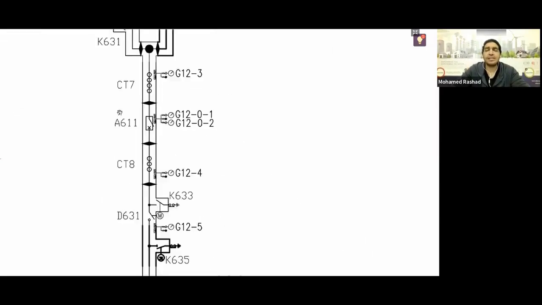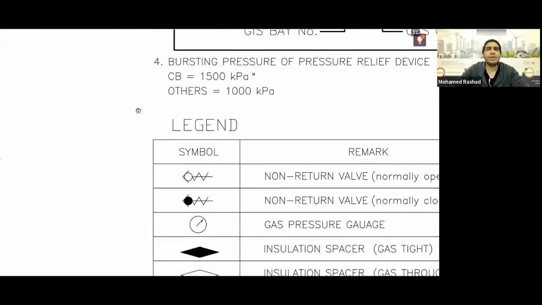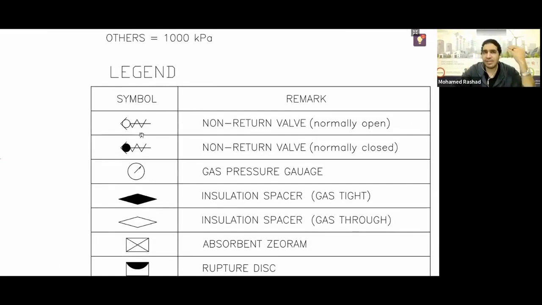The idea here is that this is called a check valve. What does check valve mean? We've all heard it in college. Check valve means a non-return valve, meaning this valve opens in one direction and does not open in the opposite direction. One of them is normally open and the other is normally closed.